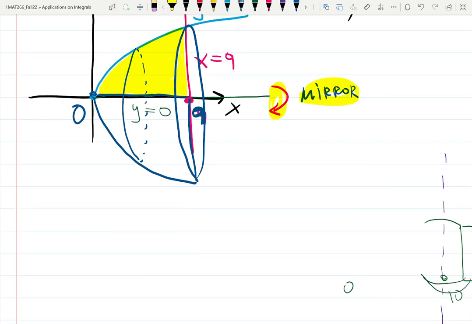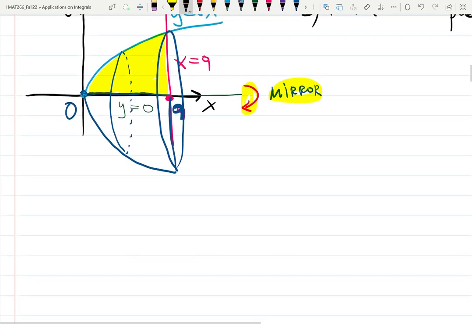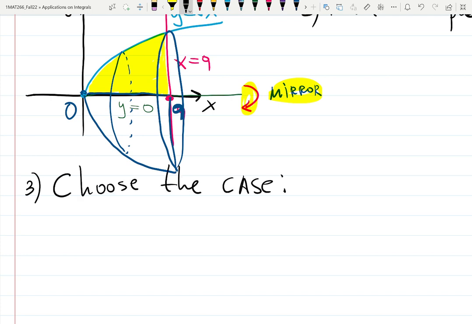After this, you start the process of finding the volume of this new object. So next step. Step 1 and step 2 are done: we rotated, we got a 3D object. Step 3 is choose the case, just like we did with areas. Is it the dx case versus the dy case? Before, in areas, I told you if it's top minus bottom, that's case 1, dx; right minus left is the dy case, which is the second case.